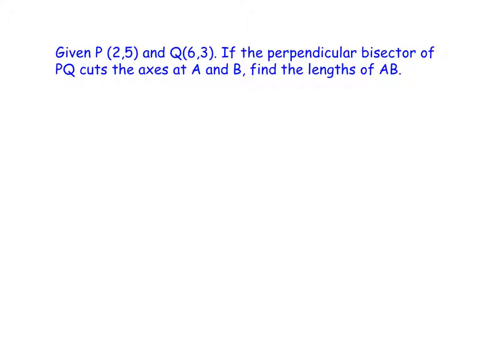Okay, so now we've got 2 different points. And we know that the perpendicular bisector of PQ cuts the axes at A and B. Now be careful, we're talking about the X and the Y axes. So this is what's going to give you 2 points. And I want you to find the length, not lengths, the length of AB. Pause the video, have a go.